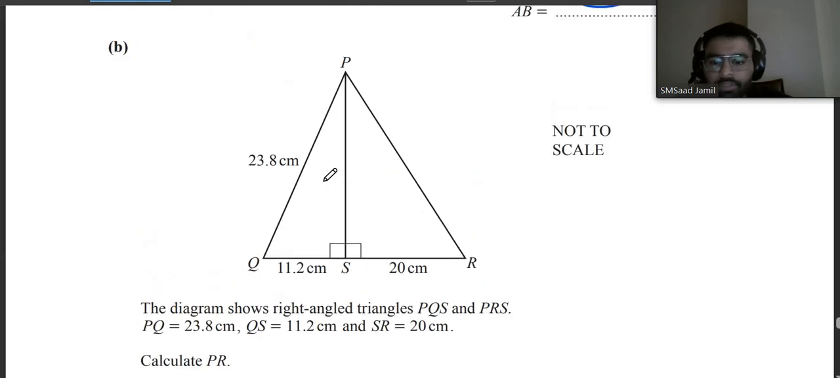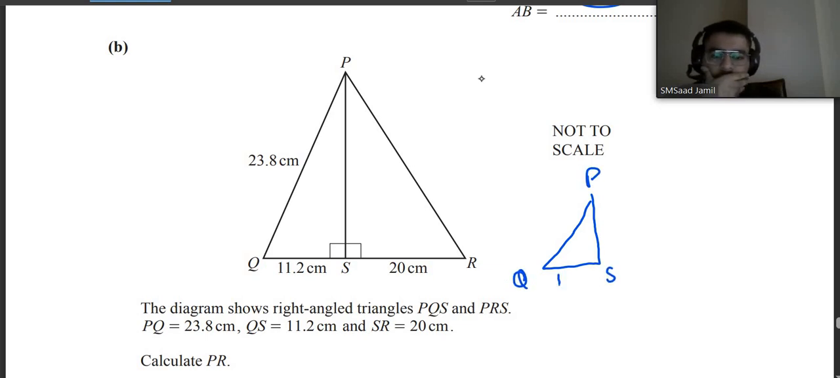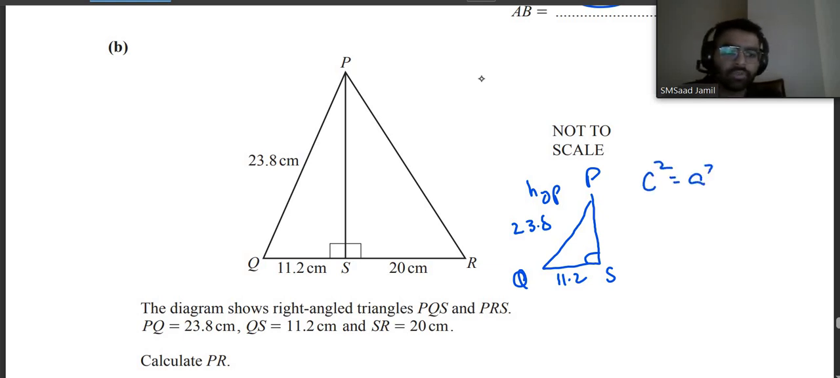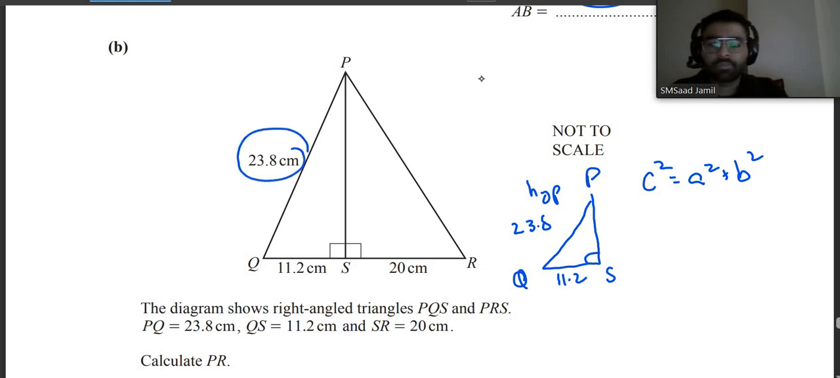Now, in this question, we have to calculate PR. So what you guys can do is use Pythagoras theorem. First, we will calculate this PS. This is 11.2. This is 23.8. So this is hypotenuse. So the formula is basically c square is equal to a square plus b square. It doesn't even matter what a square or b square is. What is important is what is c square. C square is the hypotenuse. What's the hypotenuse? This thing.